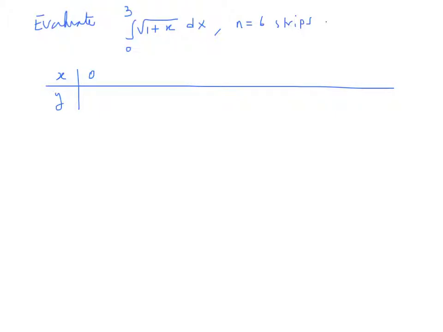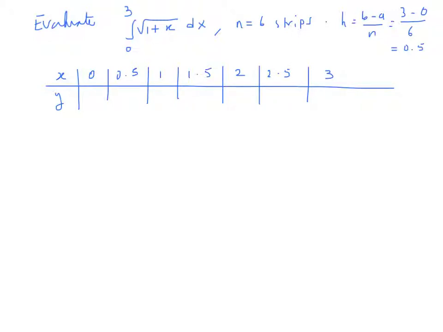Now we know that h equals b take away a over n. So b is 3, a is the lower number, so it's 0, divided by the number of strips, which is 6, and so this equals 0.5. So we go up 0, 0.5, 1, 1.5, 2, 2.5, all the way to 3. And the y values we can work out by substituting these corresponding x values into the square root of 1 plus x. So you get 1, square root of 1.5, square root of 2, square root of 2.5, square root of 3, square root of 3.5, and that should give us 2.